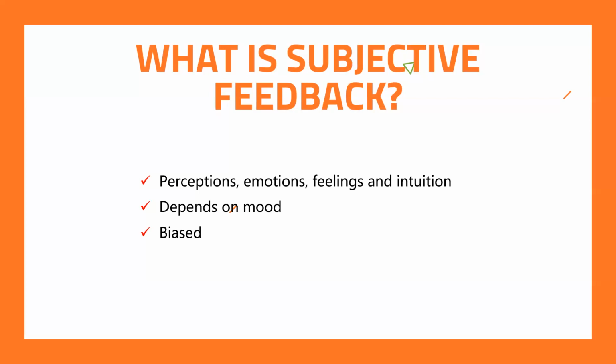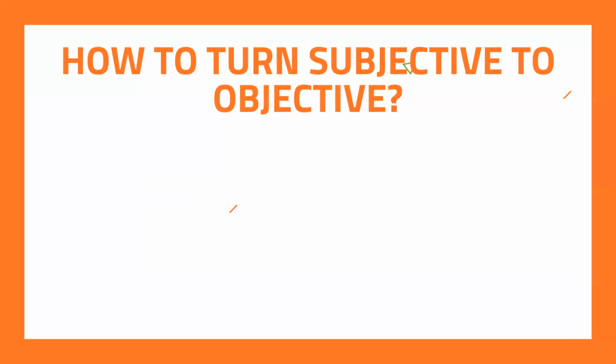Therefore, I would say that subjective feedback is biased as it is intended to satisfy oneself, that is, satisfy your ego or satisfy your feeling that yes, you have been able to hit back on somebody. So this doesn't actually help you in the long run. So having understood this, let us now move on to this particular topic, how to turn subjective to objective feedback. So subjective feedback has to be modified in such a way so that it becomes objective. And therefore, we need to understand how it can be done.